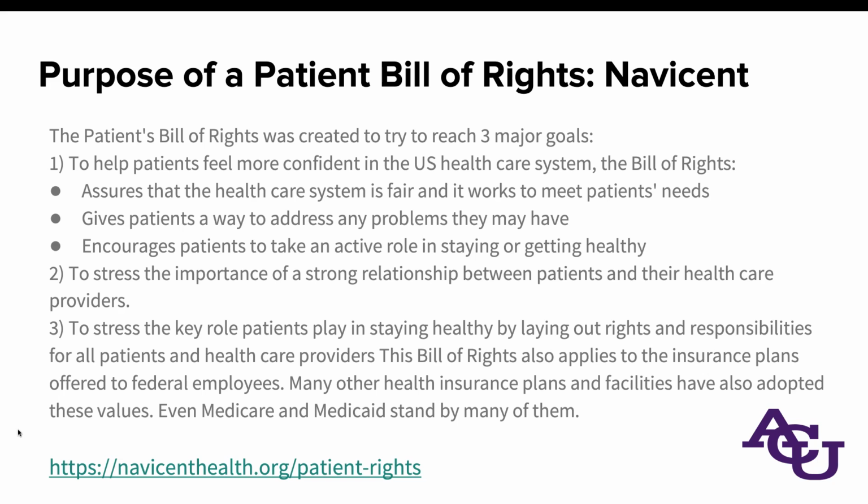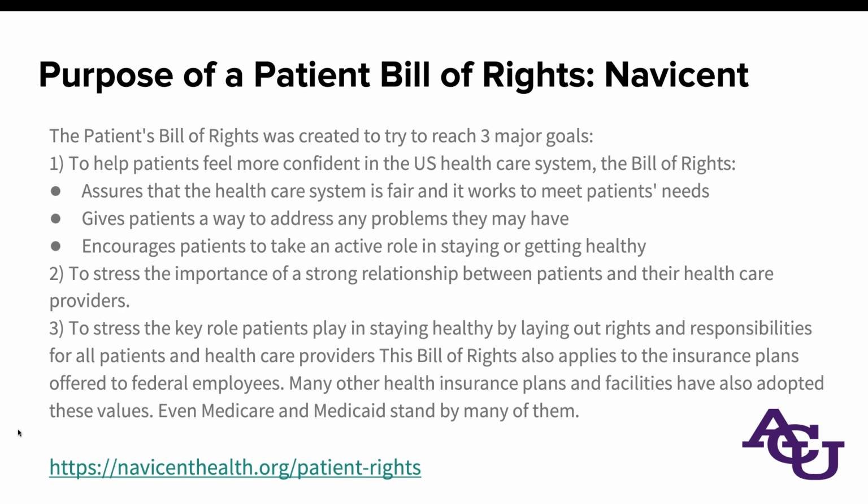So if we look at what a Patient Bill of Rights is, let's take a look at what one healthcare organization says. This is Navicent, which is a fairly large provider. And they say that their Patient's Bill of Rights was created to try and reach three major goals. First, to help patients feel more confident, to stress the importance of a strong relationship between patients and their healthcare providers, and to stress the key role patients play in staying healthy. Now, each of these points is elaborated to a different extent. But if we look at this, this is spelling out a philosophical approach and a basis for dialogue.